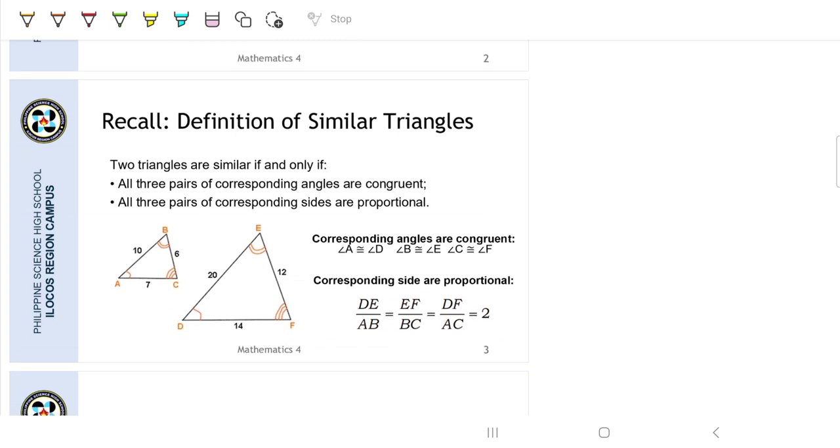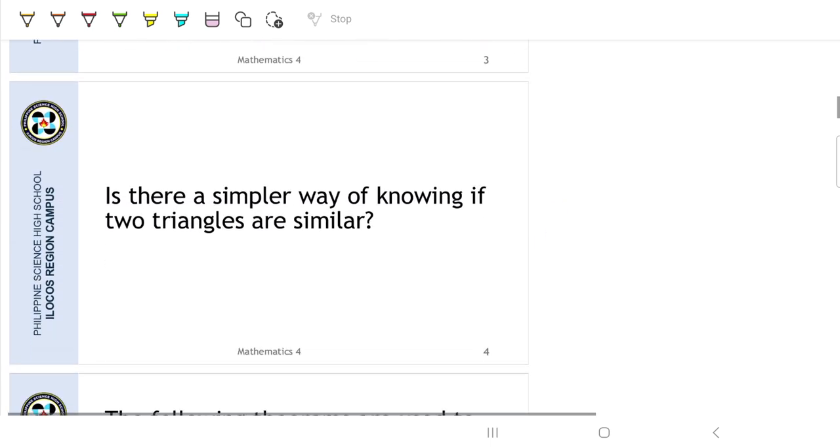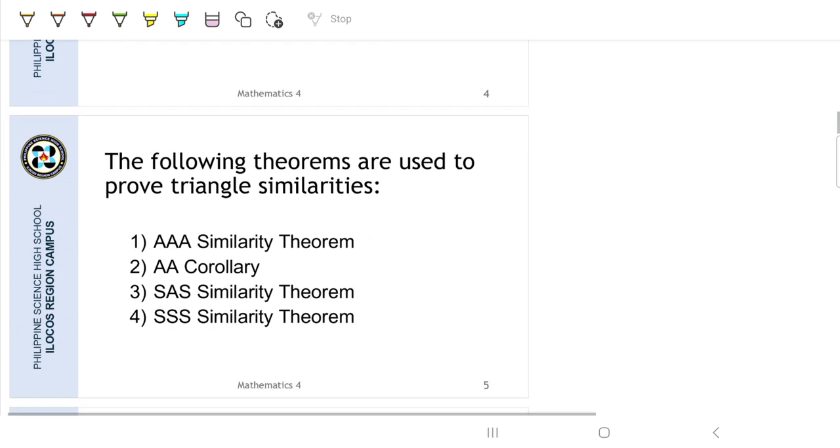So if you can recall the definition of similar triangles, two triangles are similar if and only if we meet the following conditions. Number one, all three pairs of corresponding angles are congruent, and all three pairs of corresponding sides should be proportional. The question is, is there a simpler way of knowing if two triangles are similar? To answer that, we will use the following theorems to prove triangle similarities. So let's start with the first.